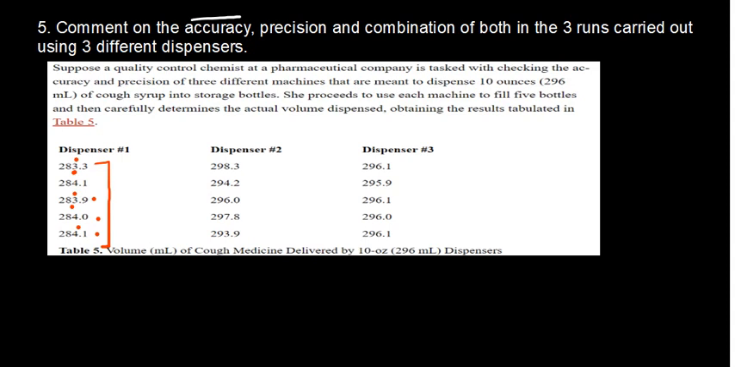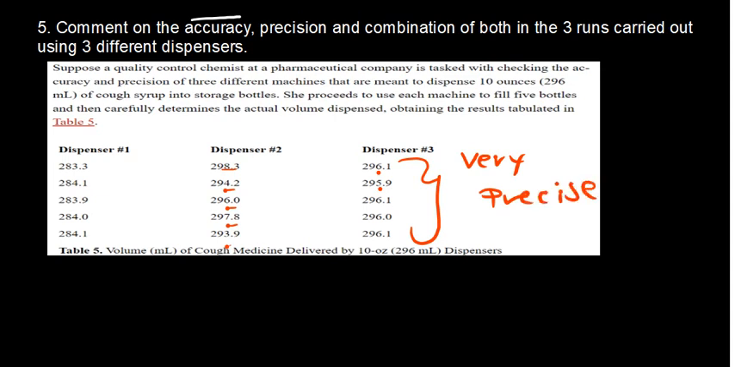Dispenser 2, 298.3, 294.2, 296. So these basically are actually not very close as compared to the first dispenser. They are somehow far apart from each other. So you have a 4 there, 8, 6, 7, 3. So they are different. For dispenser 3, 6, 5, 6, 6. So these are very precise. They are very closer to each other. So they are very precise.